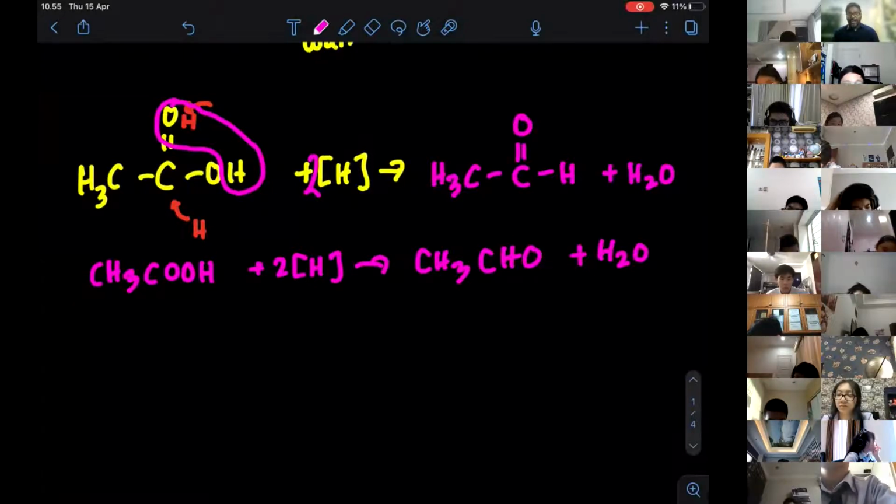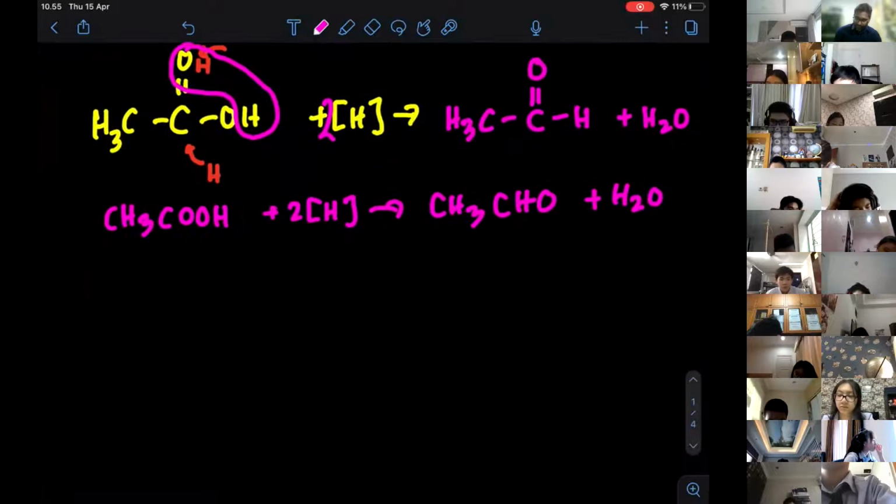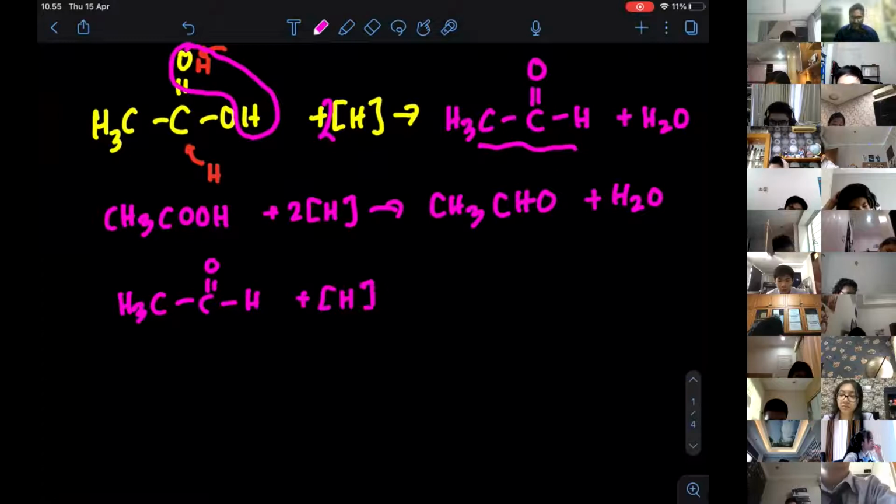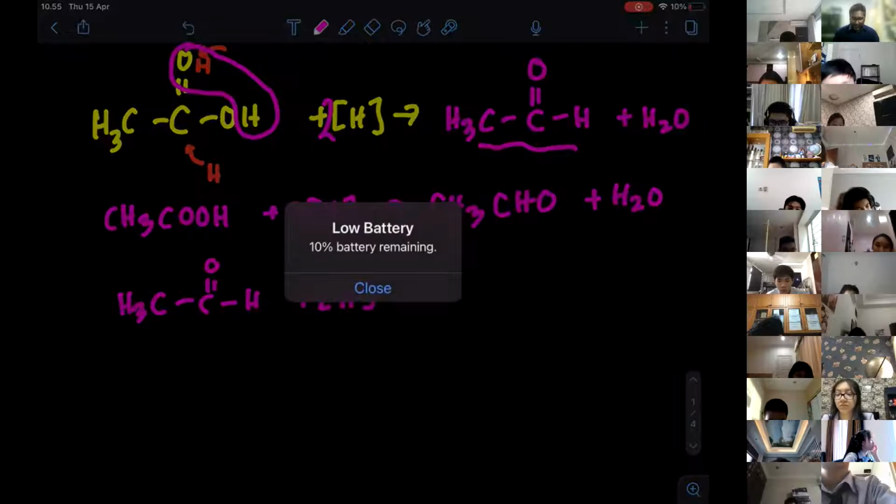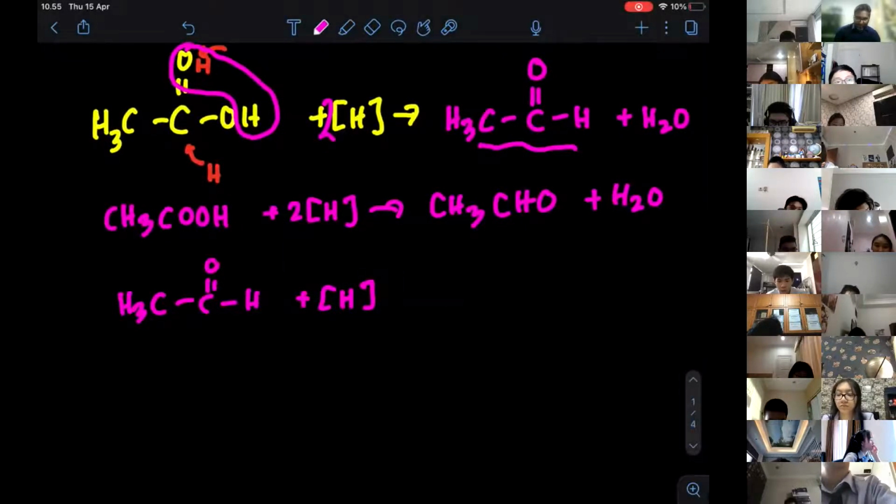Now, how about aldehyde to alcohol? Let's see. This is aldehyde, yeah? So I'll write down H3C, C double bond O, H. How do I change this into alcohol? Quite easy, very simple. You just need to put the hydrogen here, and you just need to put another hydrogen there. So it means you need only 2, and there is no bond breaking, so there is no water coming out.